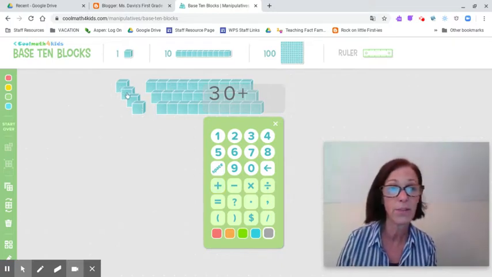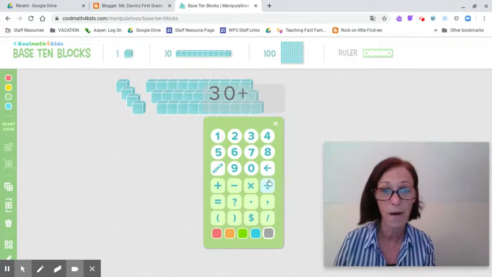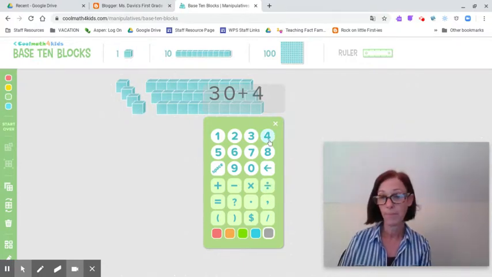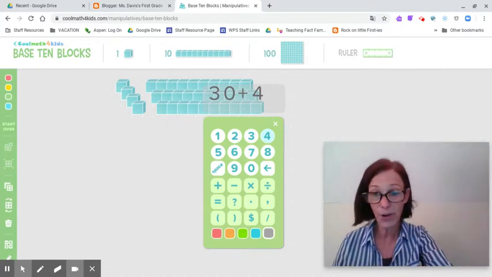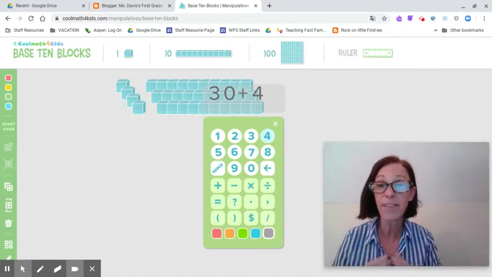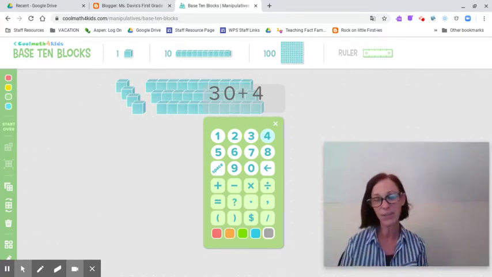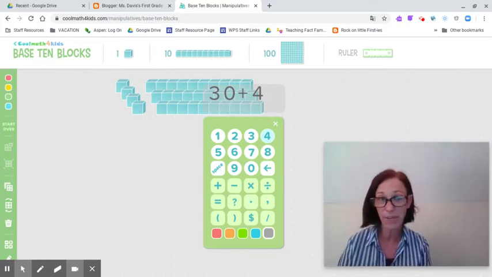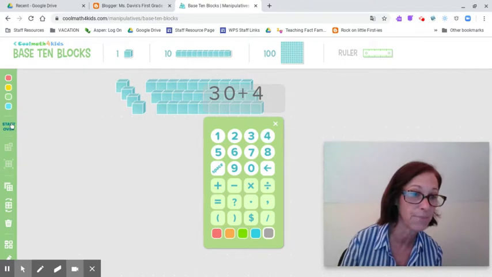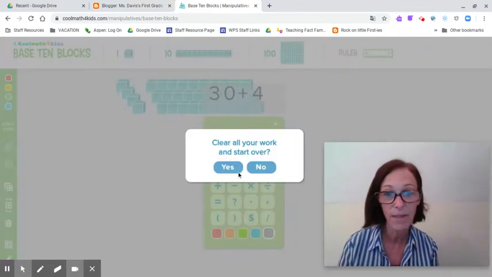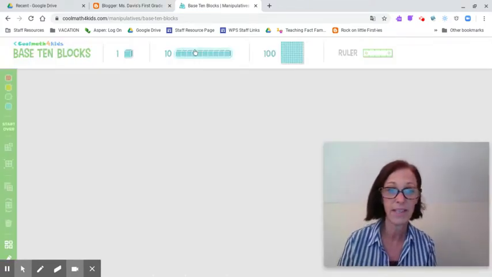And we said 1, 2, 3, 4. So if I have 30 plus 4, do I have the standard number 34? You're right. Awesome. That's the expanded form for that. Let's try another one. Yes. All right, so let's see how many I can get out.